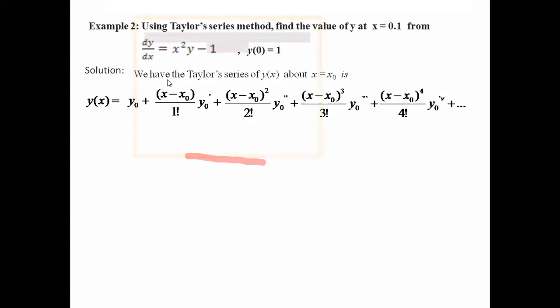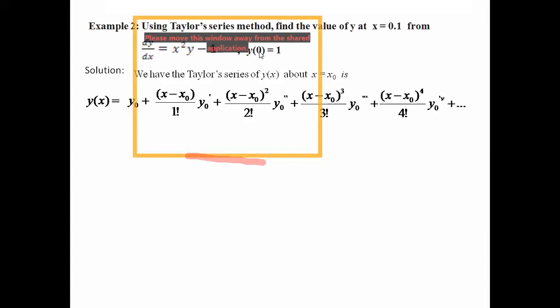So the next step is identifying what y naught, y0 dash, y0 double dash, etc. are. x naught is known, y naught is also known. x naught here is 0, and y naught is 1. So these two values are known. And you can identify what y dash is. y dash means dy by dx. It is given as x squared y minus 1. So f of x, y, the right hand side, is taken as y dash.